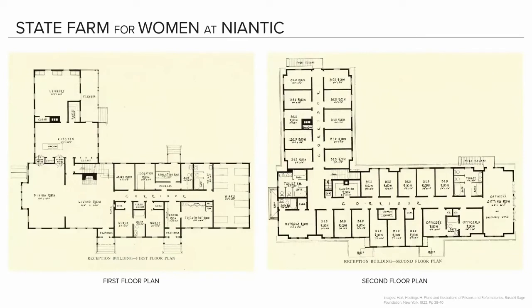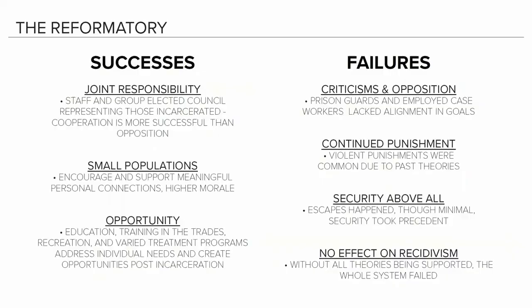Here we see the floor plans for the State Farm for Women at Niantic. The second level shows individual bedrooms for the 21 females who would live here. And on the ground floor, we see common spaces of a kitchen, dining room, and living room, which would simulate their home life.